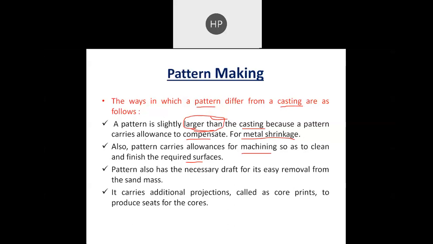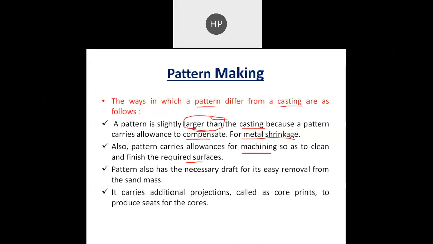So to get the exact dimension of the shape we require, we have to make the object slightly larger than the original shape, so that after the machining process or cleaning process we get the object with the required surface and required shape and size. So that is the second difference.